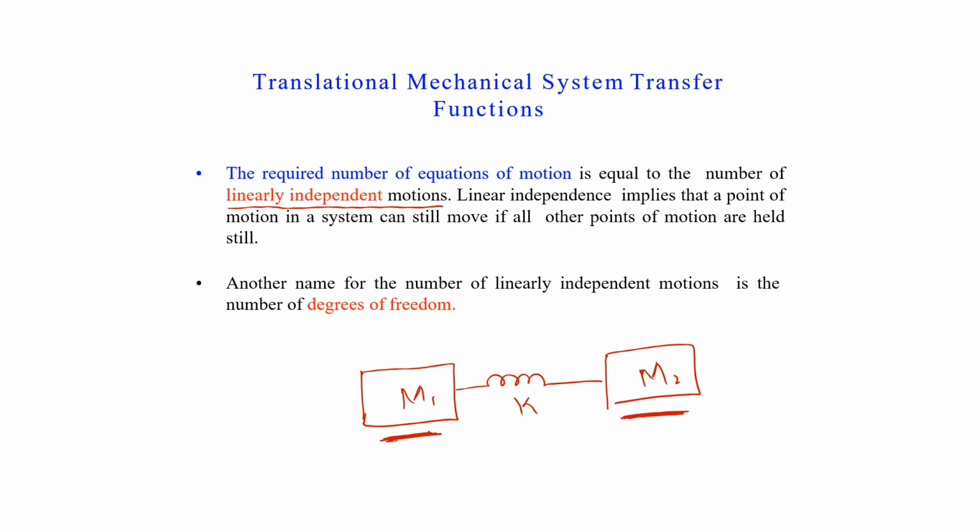So this is an example of a system with two linearly independent motions. To model this particular system, we will require two equations of motion, one for m1 and the second for m2. We have another name for the number of linearly independent motions, which is degree of freedom, and generally it is written as DOF.